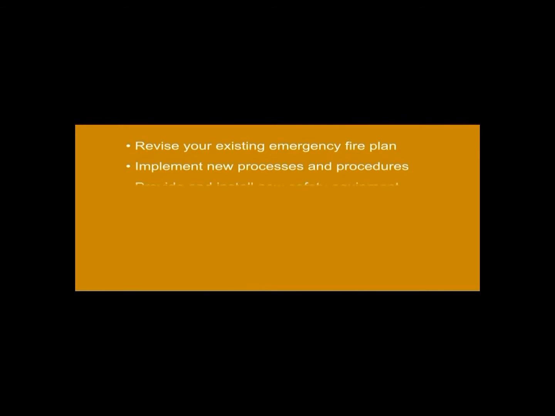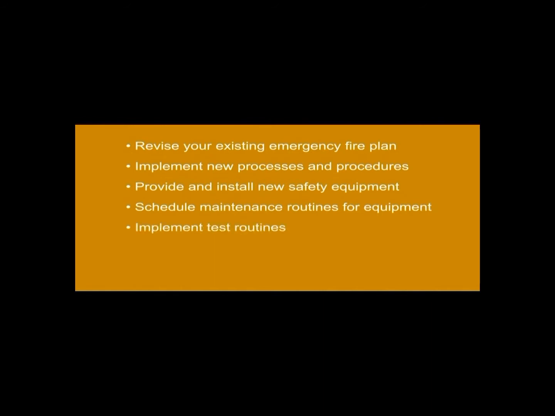The results from your fire risk assessment should determine what other actions you now need to take. For example, you may need to revise your existing emergency fire plan, implement new processes and procedures, provide and install new safety equipment such as additional fire extinguishers or fire detectors, schedule maintenance routines for equipment, implement test routines for alarm systems and firefighting equipment, disseminate information to staff, contractors and, in multiple occupancy premises, other tenants, and organise additional staff training.